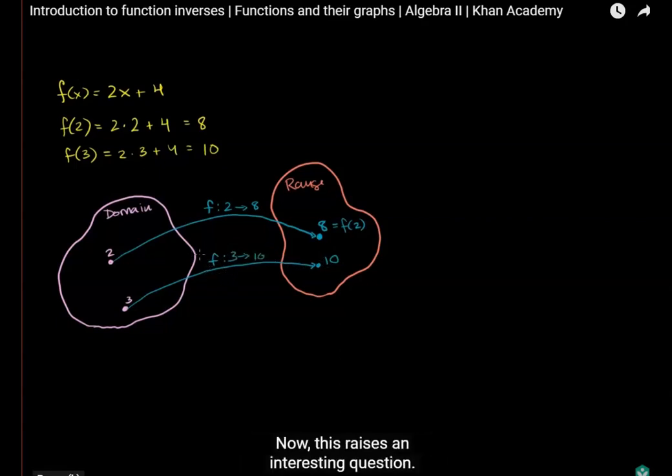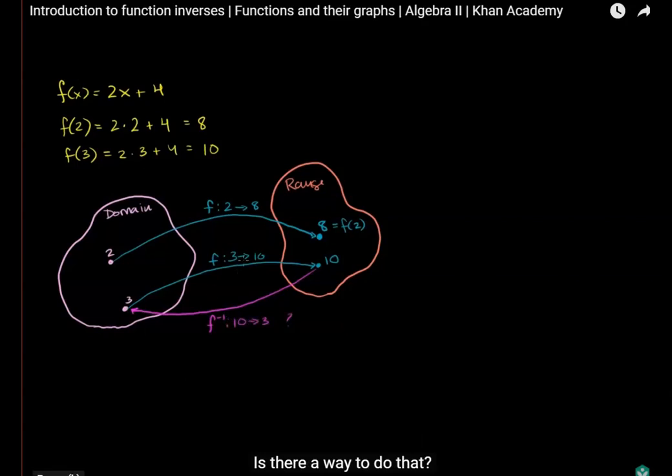Now, this raises an interesting question. Is there a way to get back from 8 to the 2? Or is there a way to go back from the 10 to the 3? Is there some other function that we can call the inverse of f that'll take us back? Is there some other function that'll take us from 10 back to 3? We'll call that the inverse of f, and we'll use that as notation. And it'll take us back from 10 to 3.